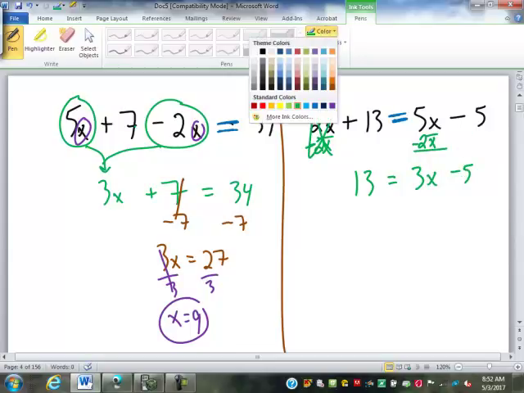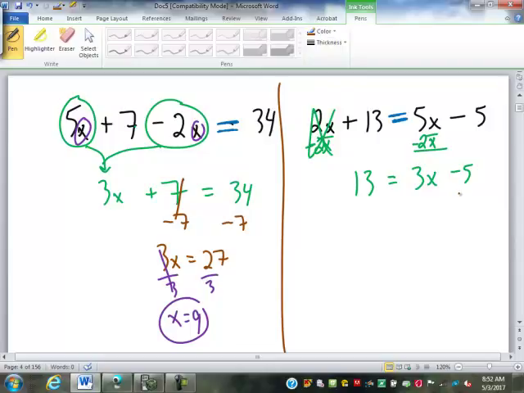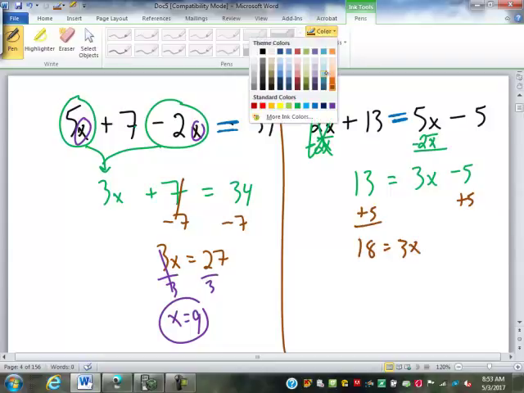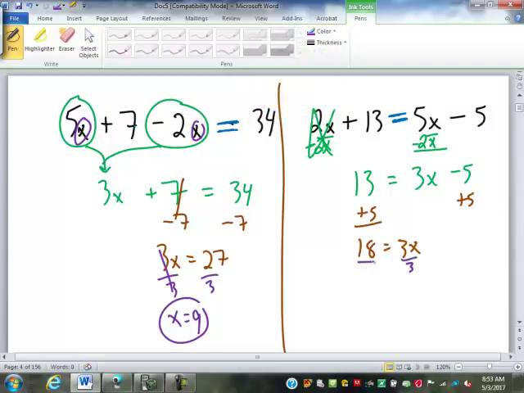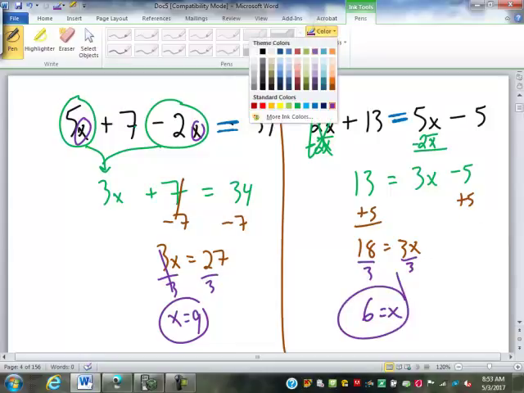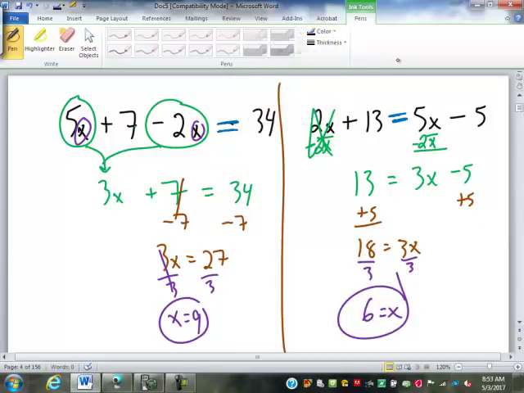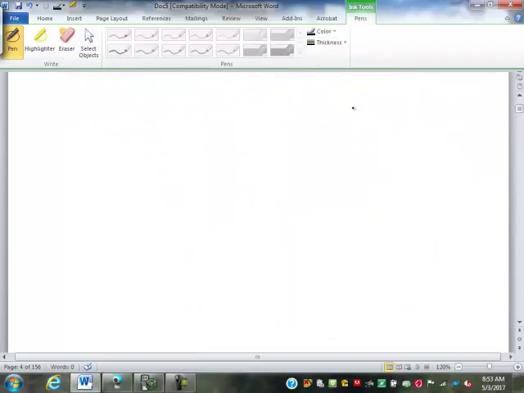Now we solve that by adding 5 because it's a negative 5. Good. So 18 equals 3x. And divide by 3. So 6 equals x in that equation. Well, today we're going to hit things that look like this.